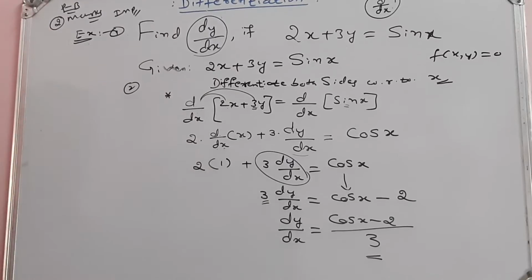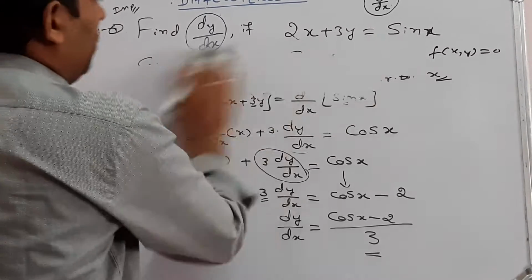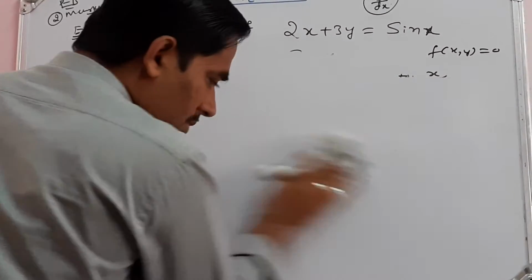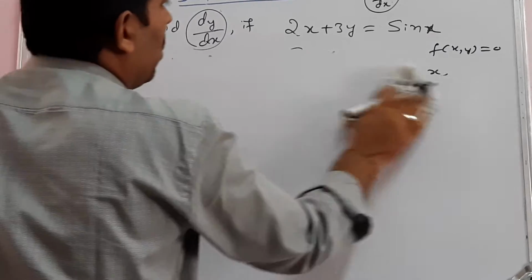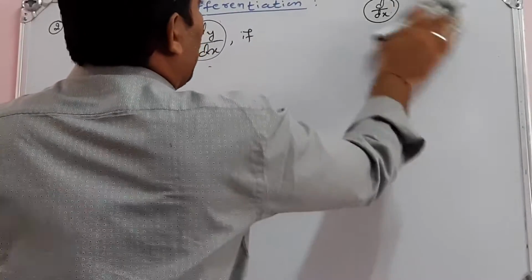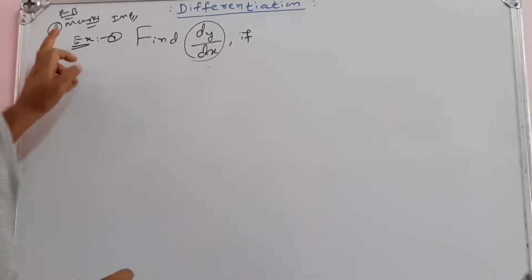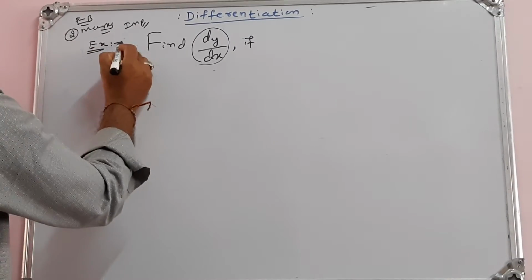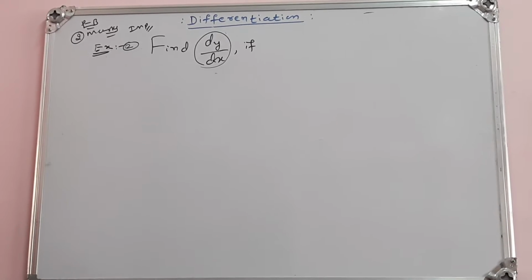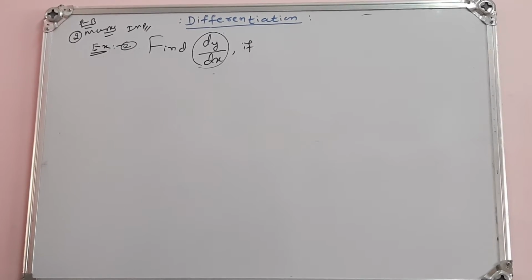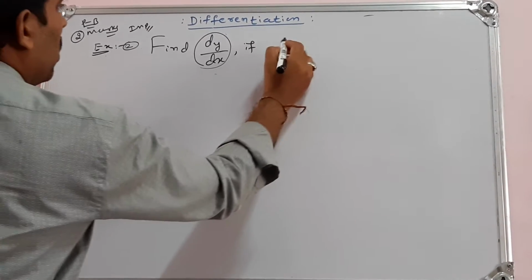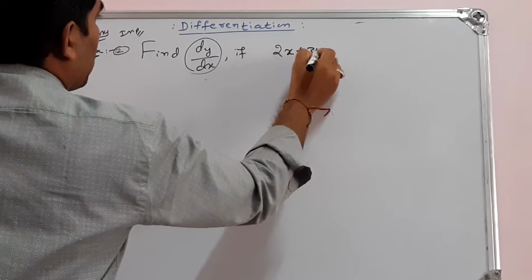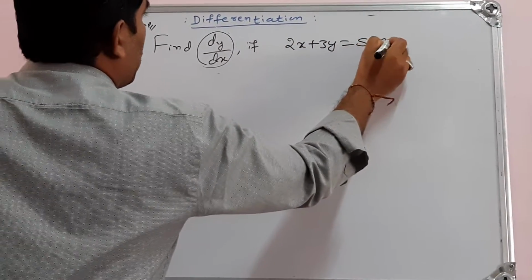Let us consider another example, another implicit function. This is also for 2 marks in part B. So I will go for the next example. Find dy by dx if 2x plus 3y is equal to sin y.